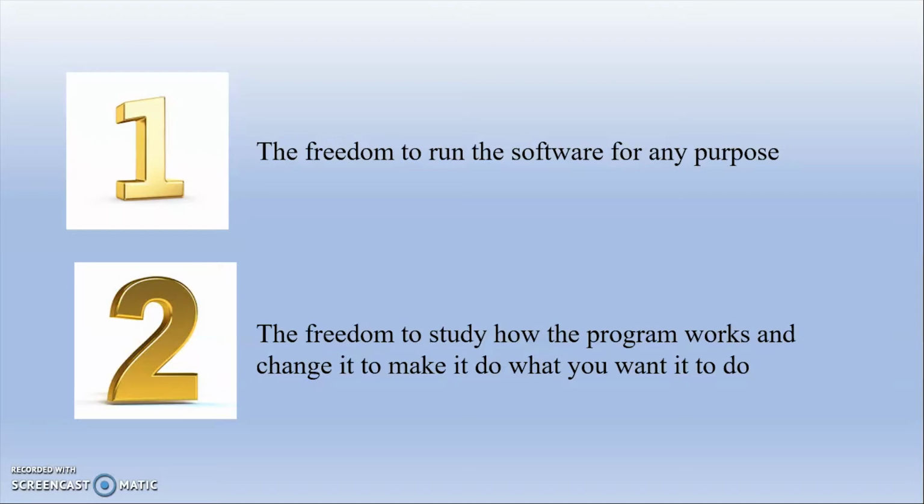And secondly, the freedom to study how the program works and change it to do what you want it to do. We can easily learn the program code from it, and we can also see how that program code changes the work in that particular application. Access to the source code is very essential for this purpose. Providing that access to the source code is called open source. If it is not open source, we cannot access the source code.